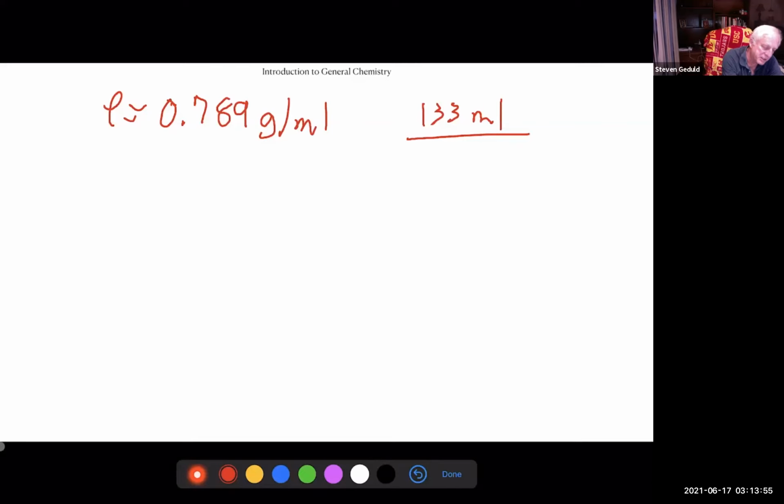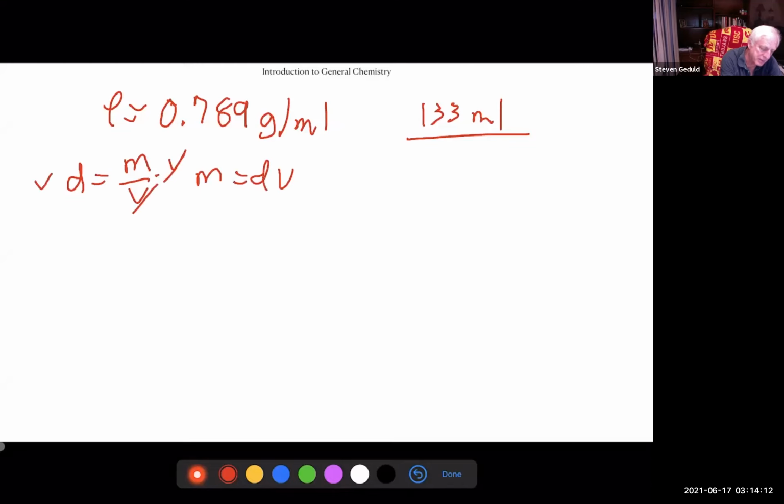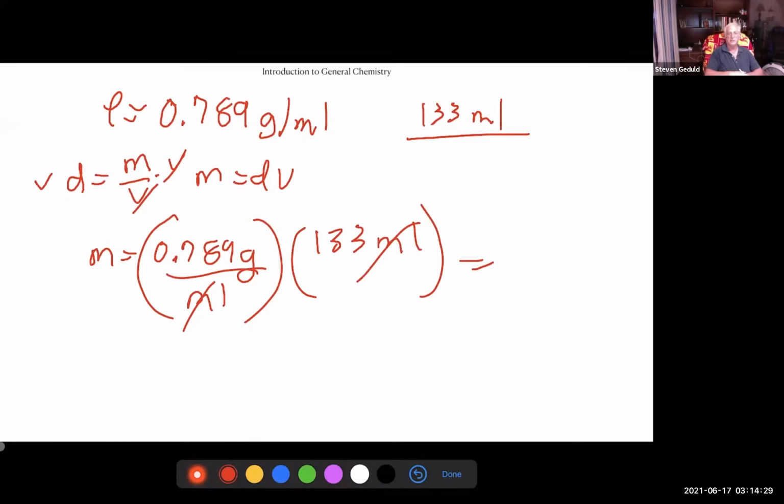What's the formula for density? Density equals mass divided by volume. So you're looking for mass. So mass, times V to both sides. You cancel and you get V over here. Mass equals density times volume. So mass equals density, which is 0.789 grams per milliliter times the volume. Volume is 133 milliliters. Milliliters cancel. You're left with grams.